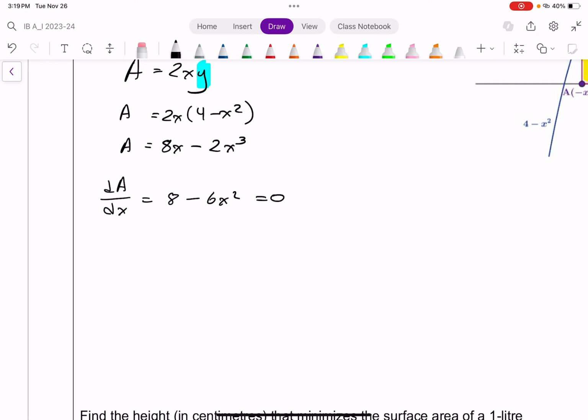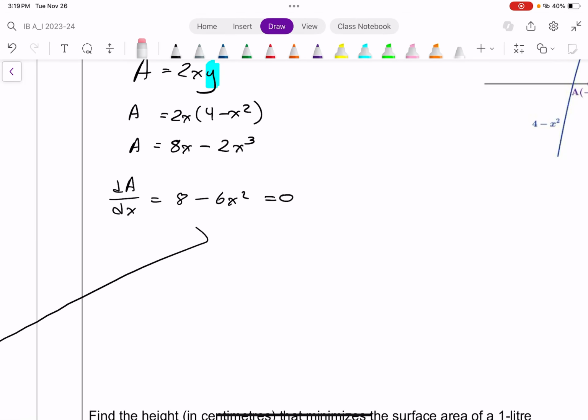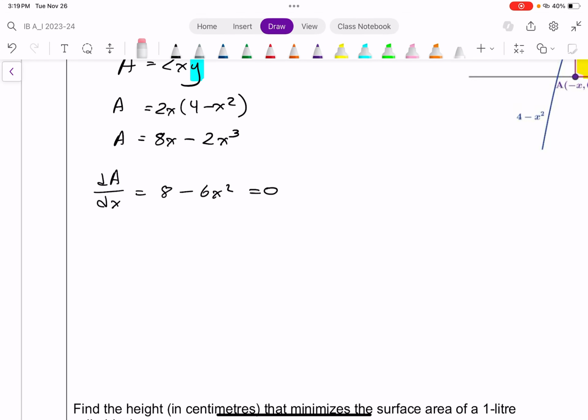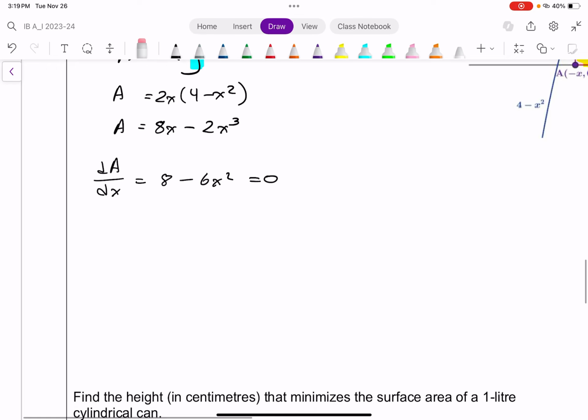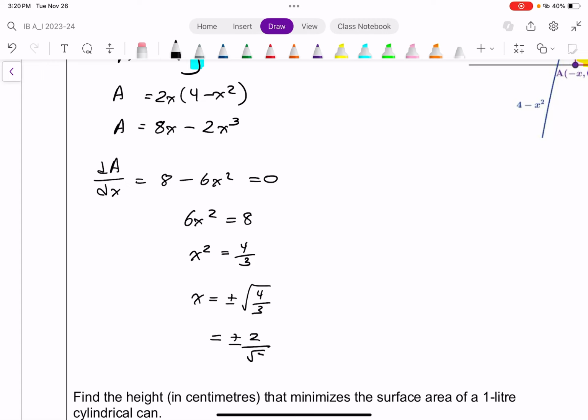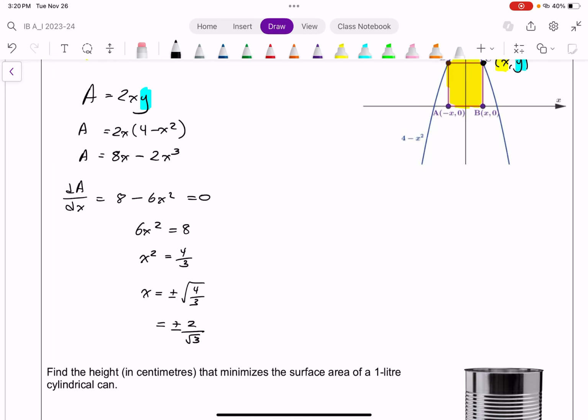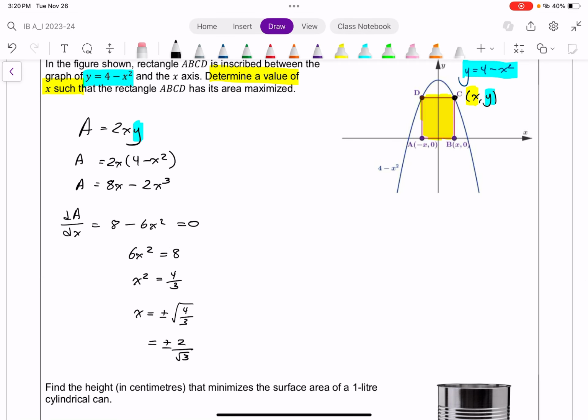And so if I solve for x, I get 6x squared equals 8, which means x squared equals 4/3, which means x equals plus or minus the square root of 4/3, or plus or minus 2 over root 3 to keep exact values. Which means when my x coordinate is at either positive or negative 2 over root 3, my rectangle will be at the largest size. Sometimes at times like this, you may want to reject the negative, but here x is a coordinate, x can definitely be a negative, so they're both good.